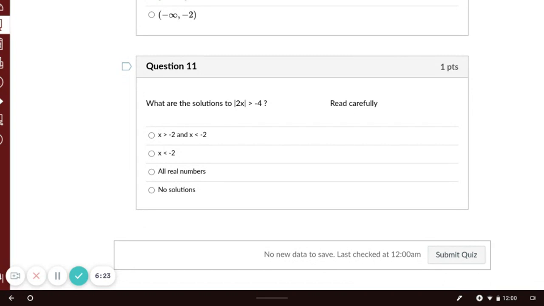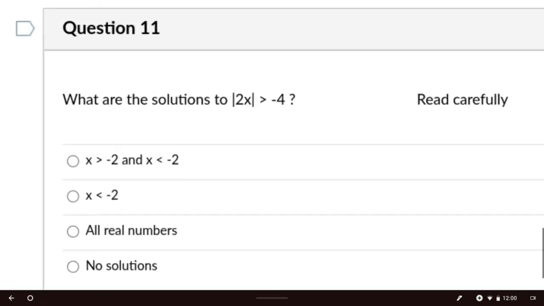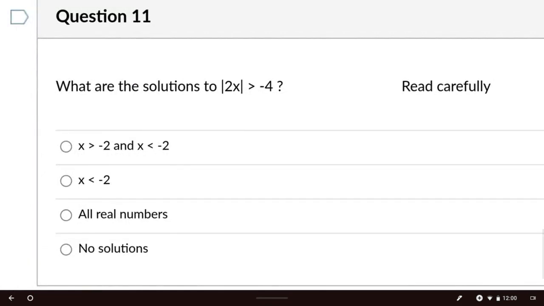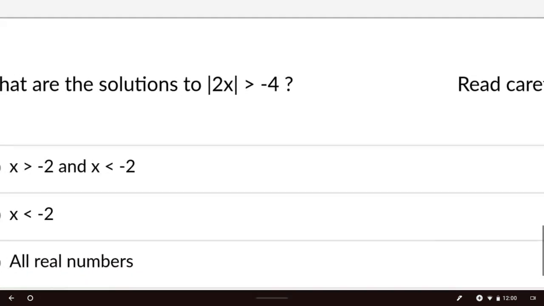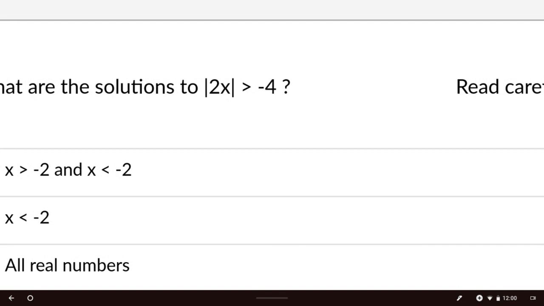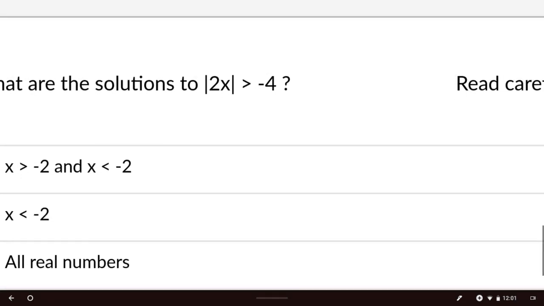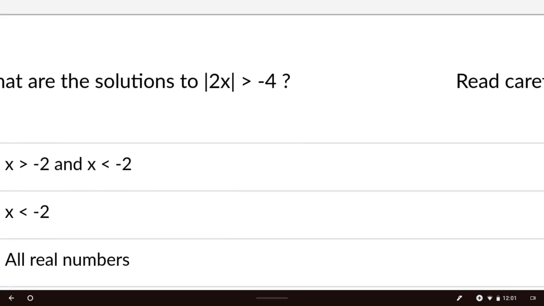All right, number 11. Last one here. What are the solutions to the absolute value of 2x is greater than a negative 4? So this is a special case here. So notice our absolute value here. This is always going to be positive. No matter what happens in the world, this is always going to be positive. Well, it could be 0, but that's okay.